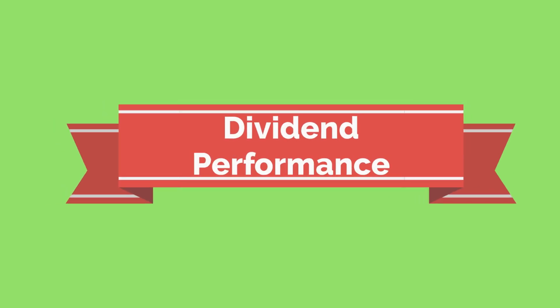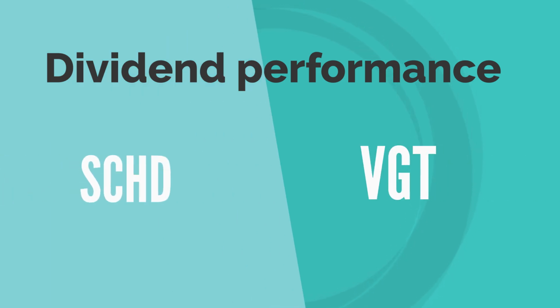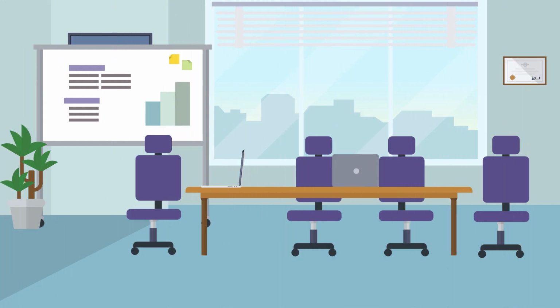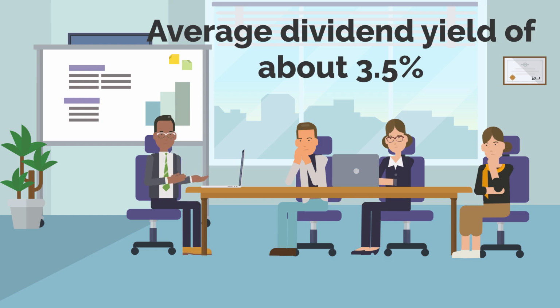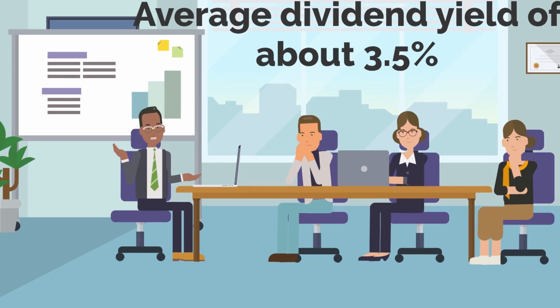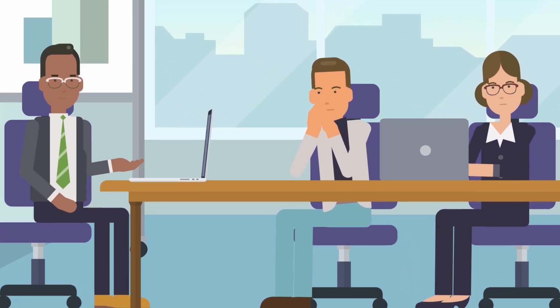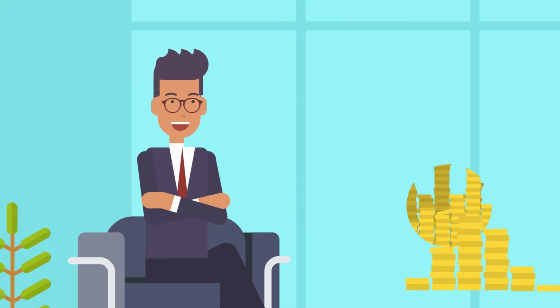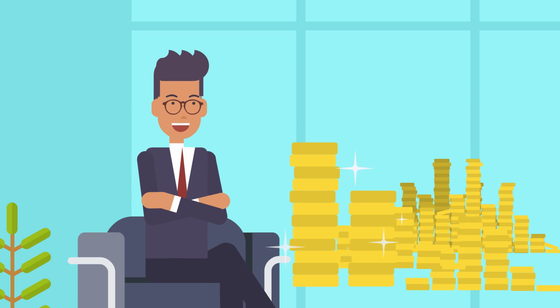Dividend performance. Dividend performance is another crucial factor that distinguishes these two ETFs. SCHD excels in this area, offering an average dividend yield of about 3.5%. This yield reflects SCHD's focus on companies with a strong track record of paying consistent and robust dividends. For income-focused investors, SCHD provides a reliable and predictable income stream, making it a popular choice for those who prioritize regular payouts and income stability.